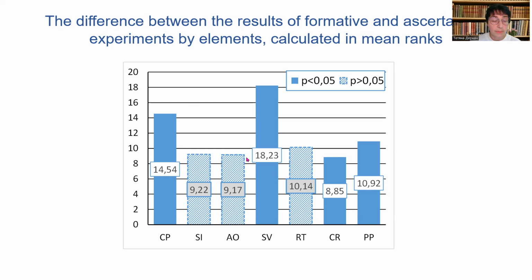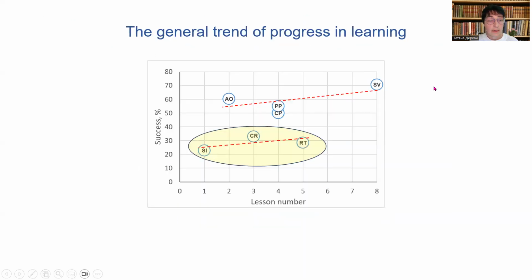Statistically significant improvement was observed for 4 of the 7 elements. For the other 3, progress was also observed, but didn't exceed the 0.05 significance level. The general trend of progress in learning was that the more classes were devoted to one or another projecting element, the more remarkable improvement was observed. In other words, minimal but sufficient attention to each element is necessary for achieving progress in its study.